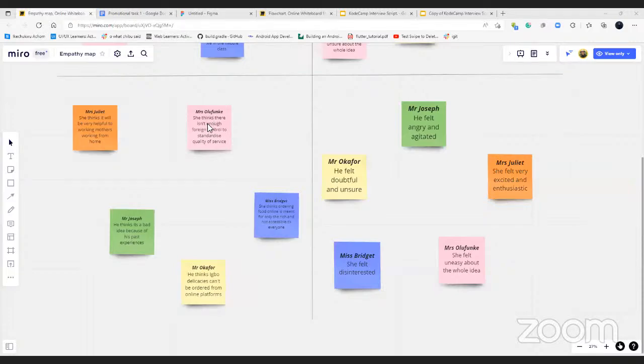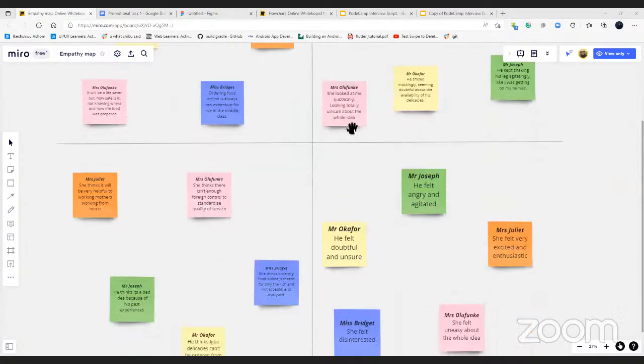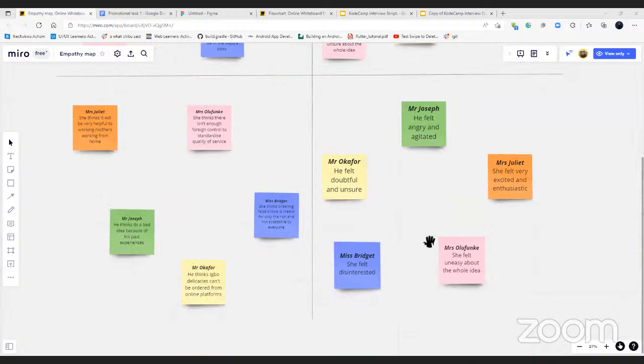It's neat. Okay, so you can see Miss Juliet loves the idea. You can see it from her actions, from what she did. She smiled and looked interested. From what she felt, she felt very excited and enthusiastic. And from her thoughts, she thinks it will be very helpful to working mothers working from home.